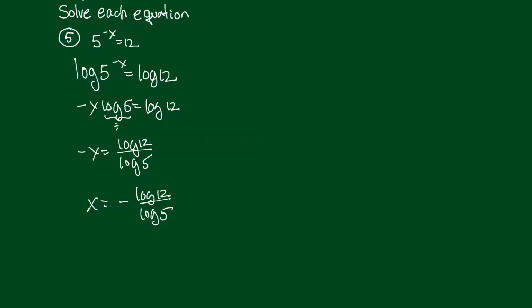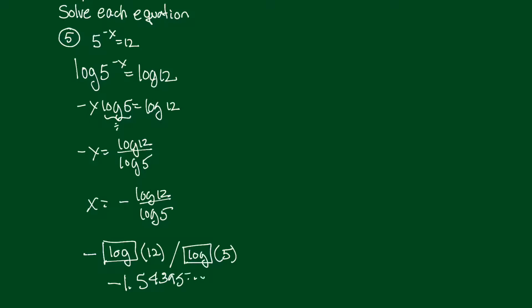Now I will do this all at once on my calculator. I'm going to type in the negative sign, not the minus sign, the negative key. And then I'll press the log key, and you automatically get a parentheses with that. So I'll put in a 12 and close the parentheses. Press the divide key. Then I'll press the log key again, parentheses, put in a 5. When I do that, I'm coming up with negative 1.54395, and it keeps going.